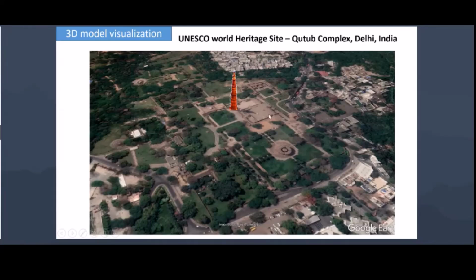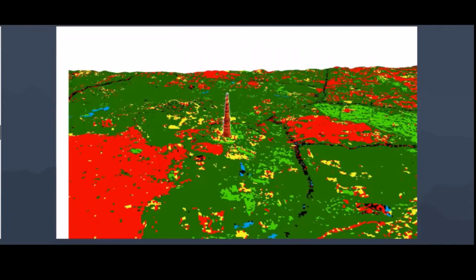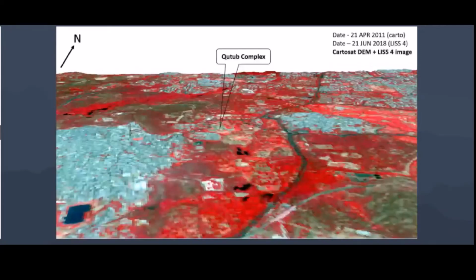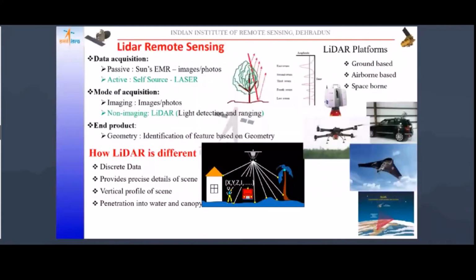This is metric data. We have now clubbed satellite data and put it on top of that. The land use, land cover map on the DEM superimposed with the satellite data, contours, very high resolution contours. So these were examples that I wanted to share with you, and this is now for LiDAR remote sensing.